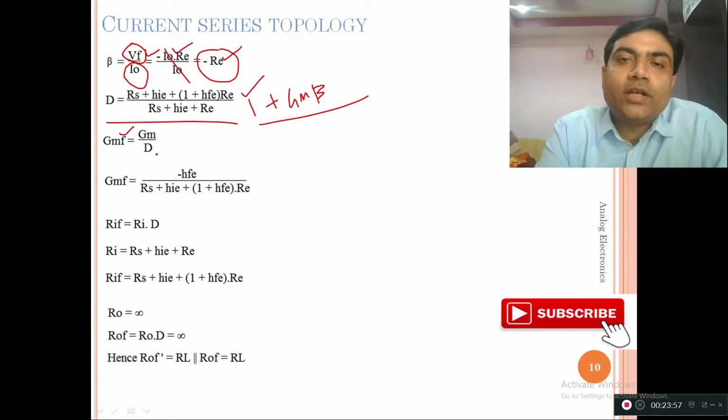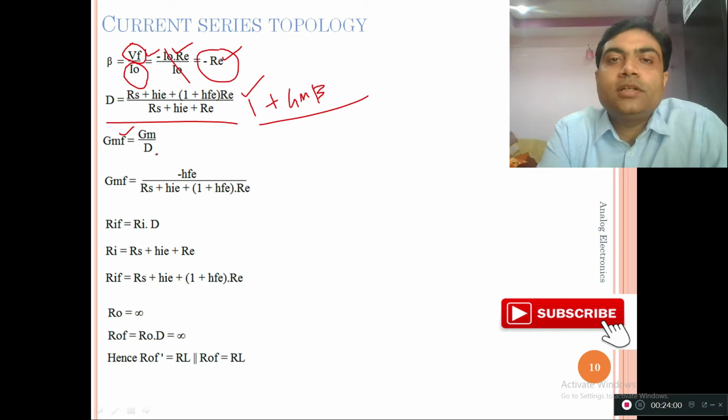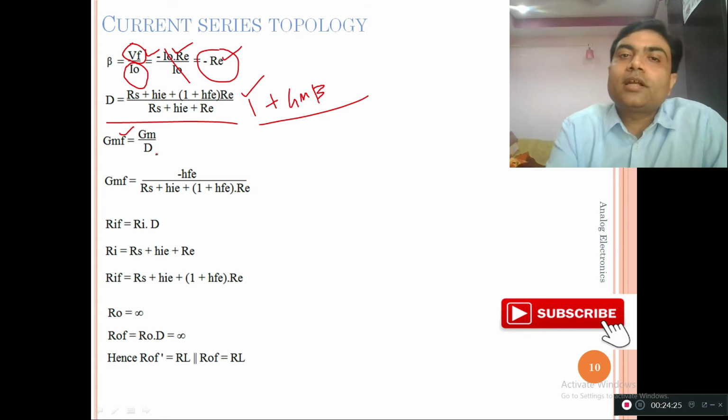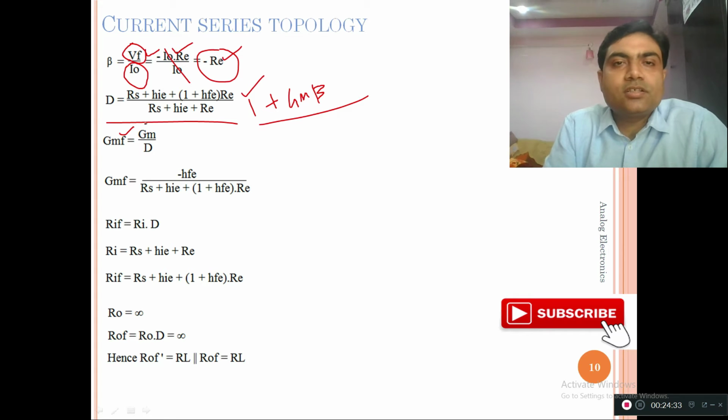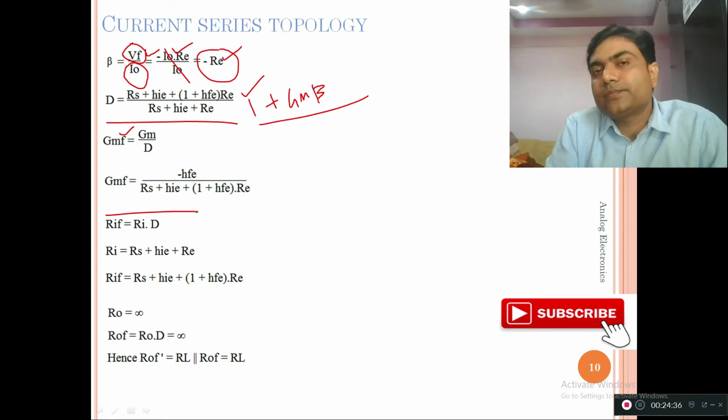Every feedback value is nothing but the open loop gain upon the desensitivity factor. If you are calculating AVF, it is AV upon D. If you are calculating GMF, it is GM upon D. If you are calculating RMF, it is RM upon D. If you are calculating AIF, that is AI upon D. So all you need is the open loop gain of the different configuration and the desensitivity D. With both of these components, you can calculate the feedback value. So we have determined the feedback value here: you just need to calculate GM upon D. D is here and GM is in the previous slide, and you will get the value of GMF.